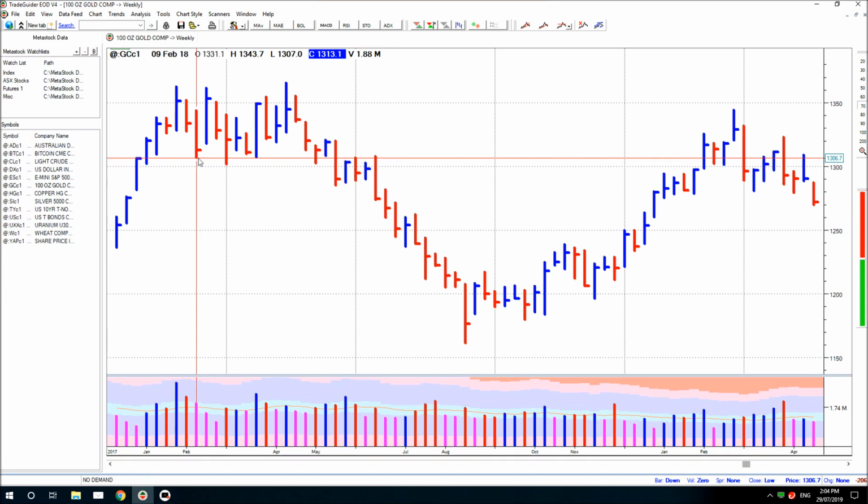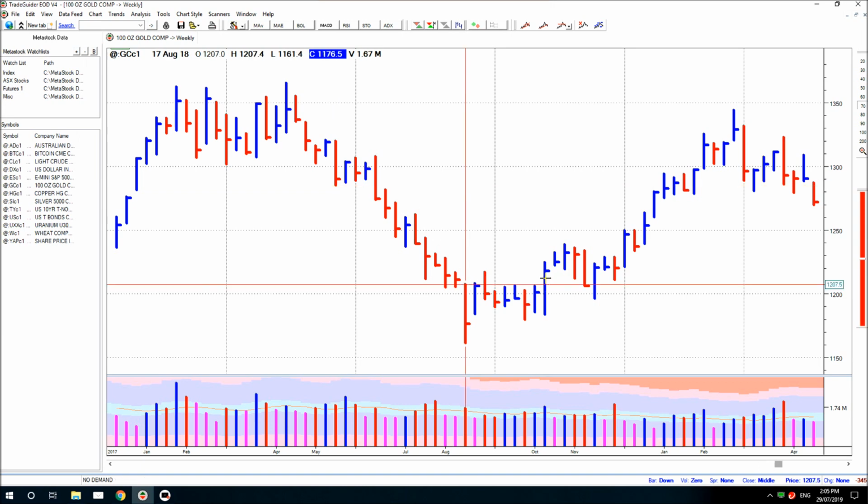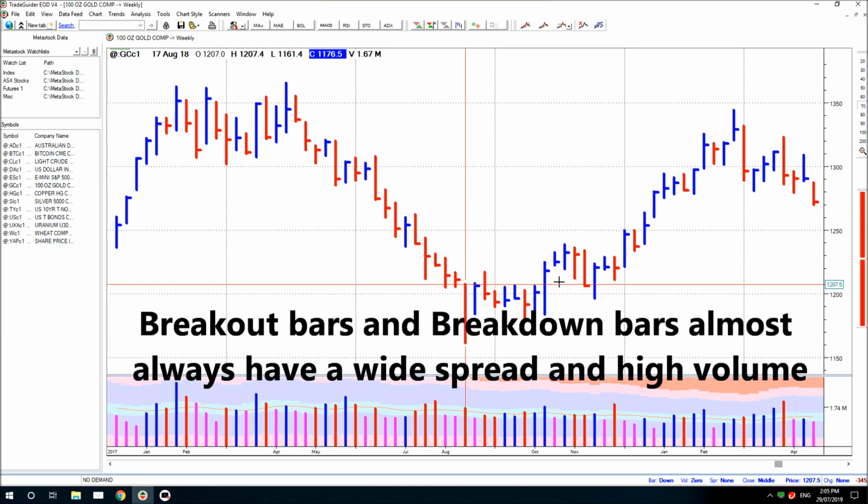You're always worried about wide spread bars. So you remember over here, when we were talking about this being a breakdown bar, the wide spread was showing you it was a breakdown, along with the increased volume. And here, this wide spread, clearly below the low of the previous bar, on decent volume. It's always what you're looking for. And same across here, when we looked at this bar as being a breakout bar, it's a wide spread, increased volume. These are the breakout bars and the breakdown bars.